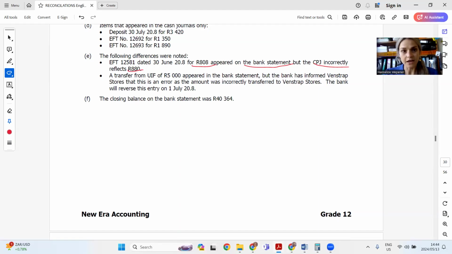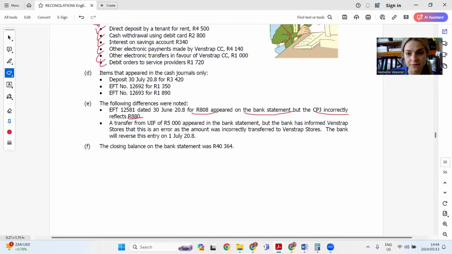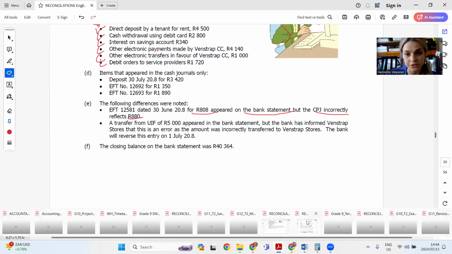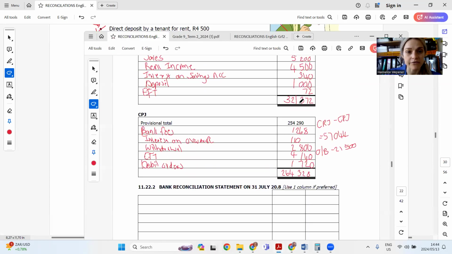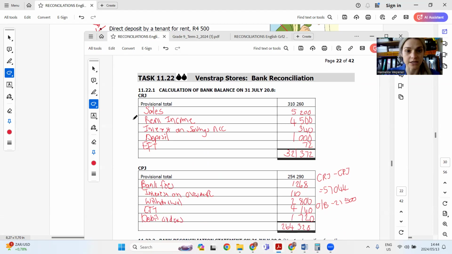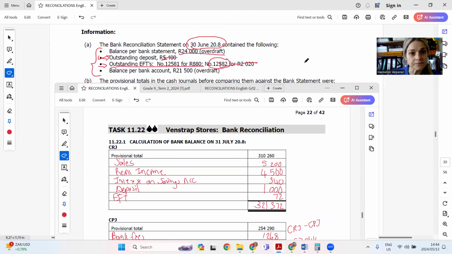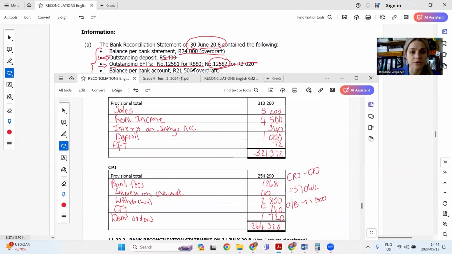Okay, so we have now done our reconciliation of the bank statement and what we have in our books on our side. So we have included everything that we saw on the bank statement, but not yet in our books. We have now entered those into the CRJ and the CPJ, depending on whether it's a payment or not.